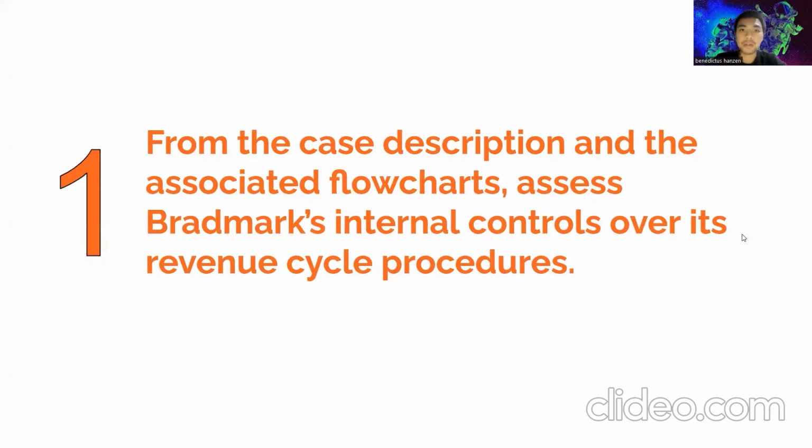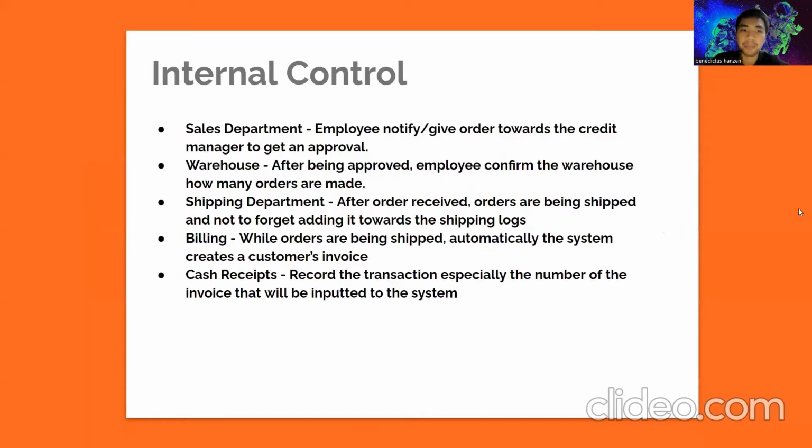For the first question, from the case description and the associated flowchart, assess Bradmark's internal control over its revenue cycle procedures. For its revenue cycle procedure, there are 5 main steps or procedures in the Bradmark case. First is the sales department. Second is the warehouse department. Third is the shipping department. Fourth, there's the billing. And last but not least, the cash receipts.